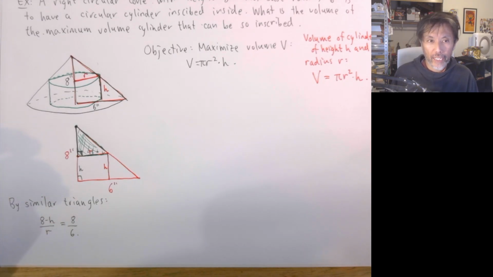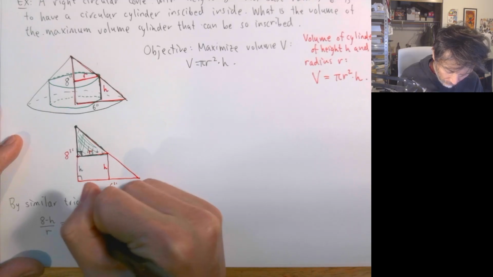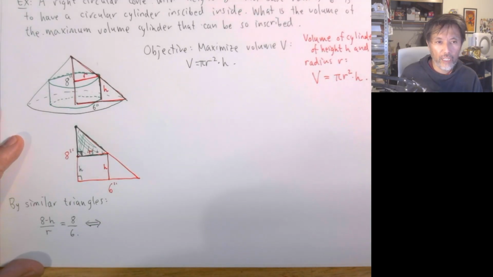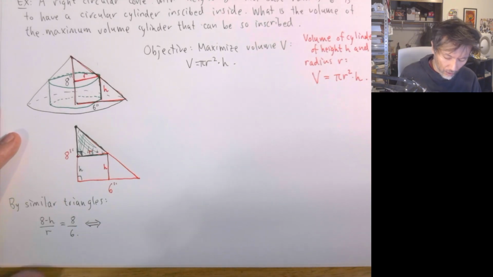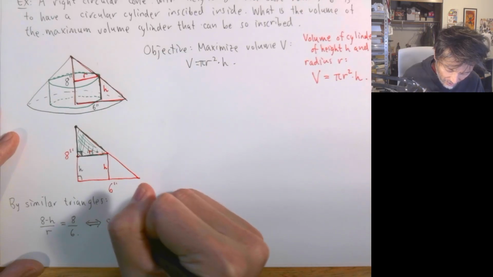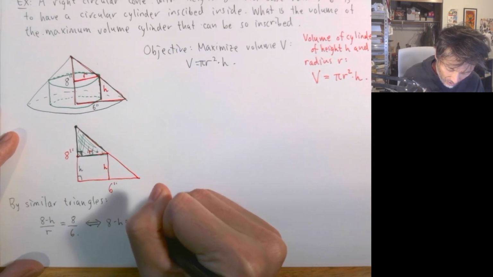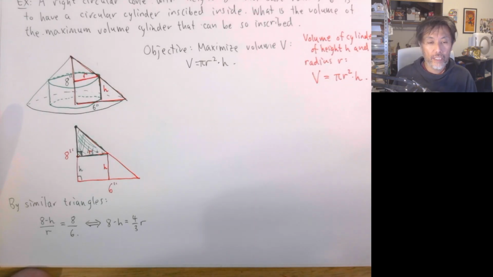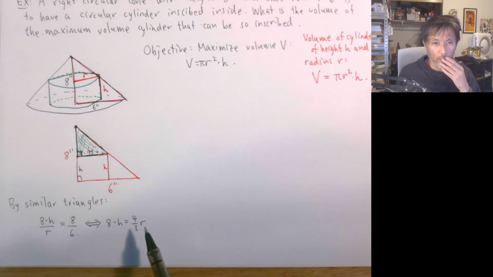So here's what I want to say. This is the constraint, or a relationship between h and r. To make it more explicit, we can simplify this equation. We know, for example, 8/6 is 4/3, and I can multiply both sides by r. So I get that 8 minus h is equal to 4/3 r. And then to figure out what r is explicitly in terms of the rest, I could multiply both sides by 3/4.